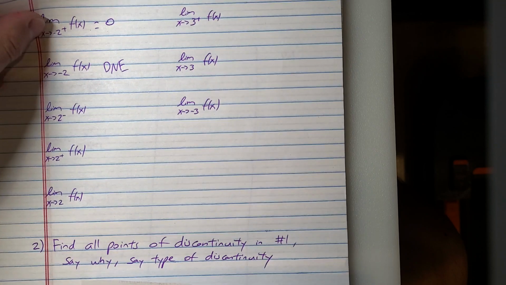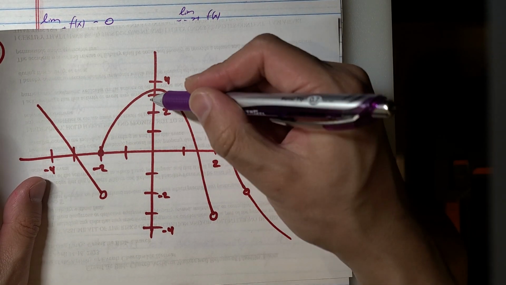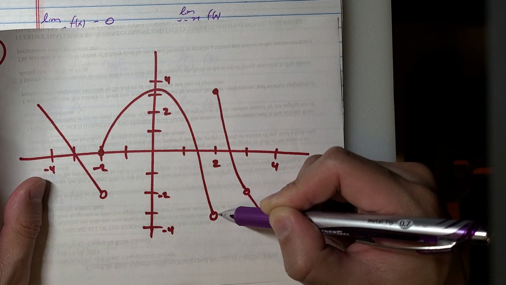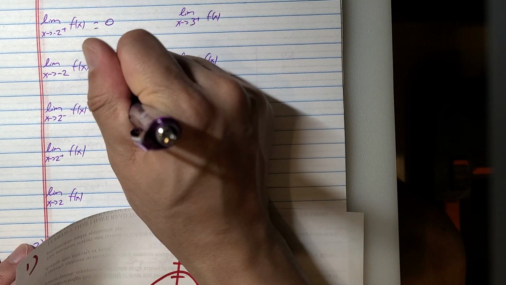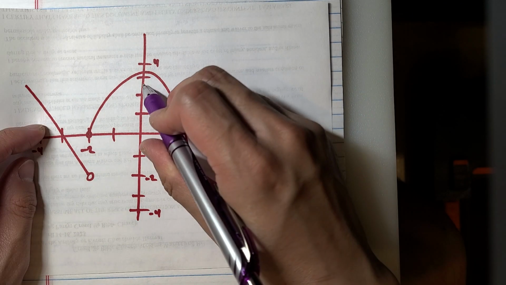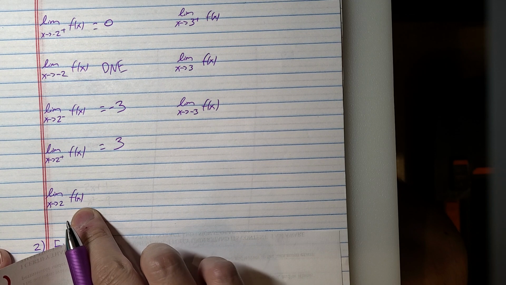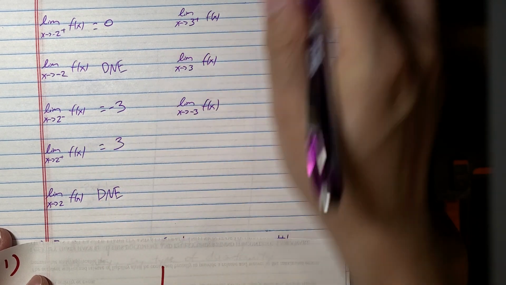Similarly, when we approach 2 from the left, 2 is here, 2 from the left is going from there to here. That's approaching the value minus 3. 2 from the right, that's going up here, which is value 3. And again, two-sided limit. Well, the limit from the left does not equal the limit from the right. This guy, again, does not exist.